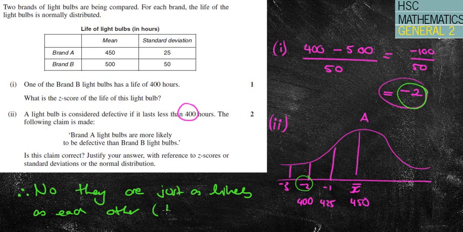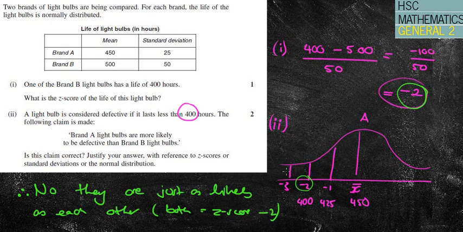And then brackets, I'm going to put both equal Z score of -2. So I've shown that they both contain a Z score of -2, therefore they're both just as likely to be defective.